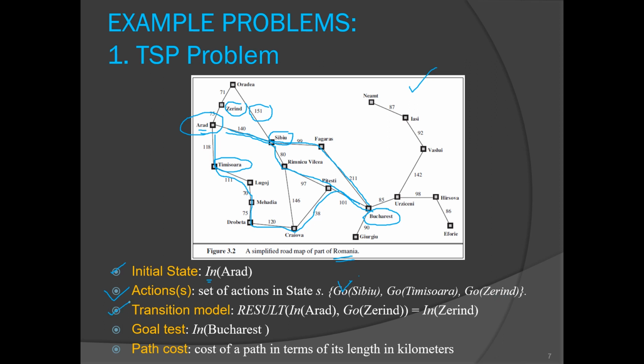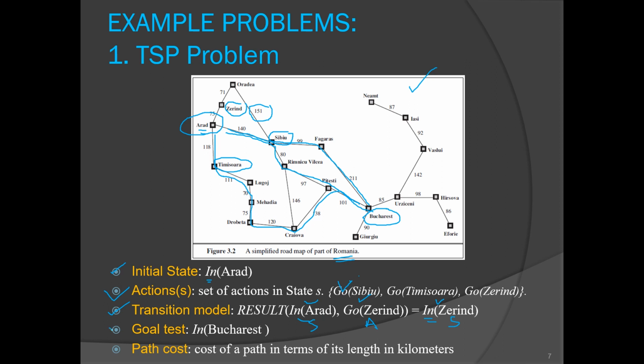Then the transition model. Now this is our function, right? If my current state is In Arad and my action is Go Zerind, I will reach Zerind. So this will be my new state, indicated by In Zerind. So my current state is In Arad, my action is Go Zerind, so the result will be In Zerind. That will be a transition model. We have to define this transition for every possible combination.